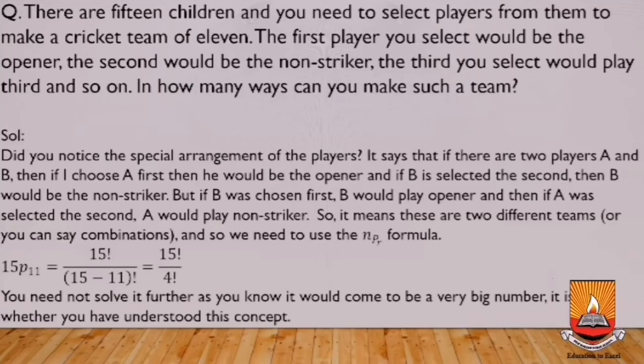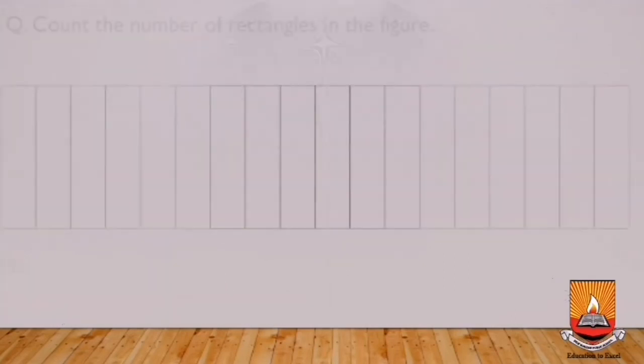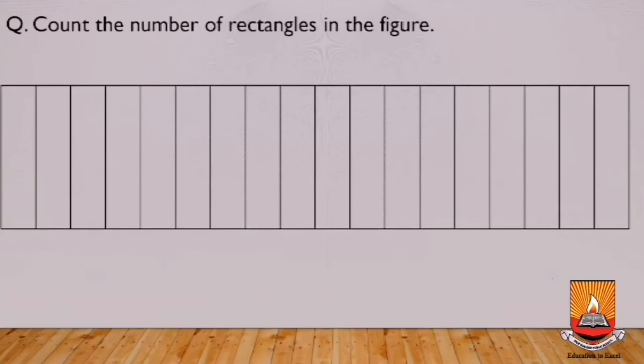So the order does matter, and when the order does matter, you need to calculate the permutations, and you're very smart enough, you need to follow the NPR formula. So the N over here is 15 because you have 15 guys, and the R is 11 because you need to make a team of 11, and you just apply 15P11, and that comes as 15 factorial upon 4 factorial. So you see, this would become a very, very, very large number. You need not solve it completely, you just need to understand this concept.